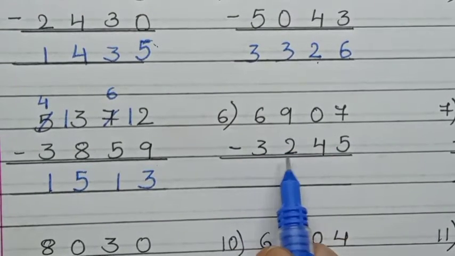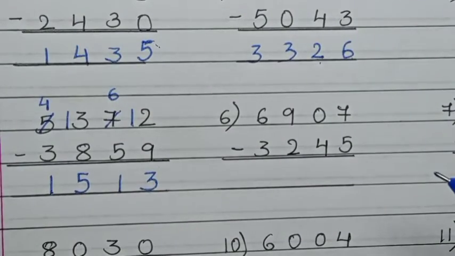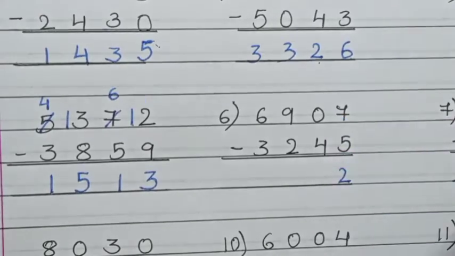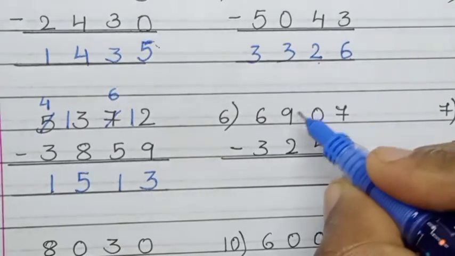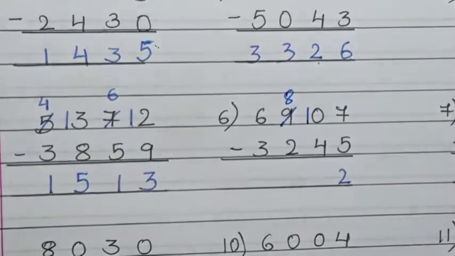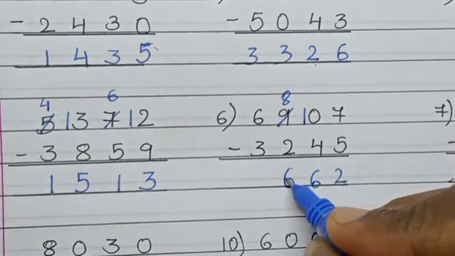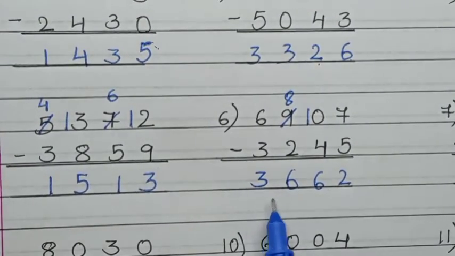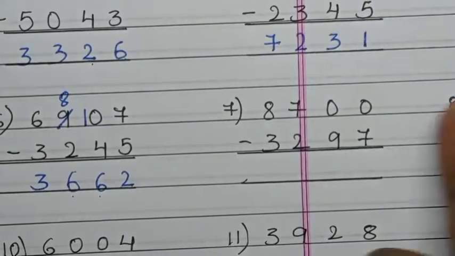The same way, let me solve the next one. 6907 minus 3245. What is 7 minus 5? 7 minus 5 is 2. What is 0 minus 4? We can't do 0 minus 4 because 0 is less than 4. So what do I do now? I'll do borrowing again. I'll borrow 1 from 9. 9 will become 8, 0 will become 10, right? What is 10 minus 4? 10 minus 4 is 6. 8 minus 2 is also 6. What is 6 minus 3? 6 minus 3 is 3. So the answer is 3662. Understood? Let's do the next one.